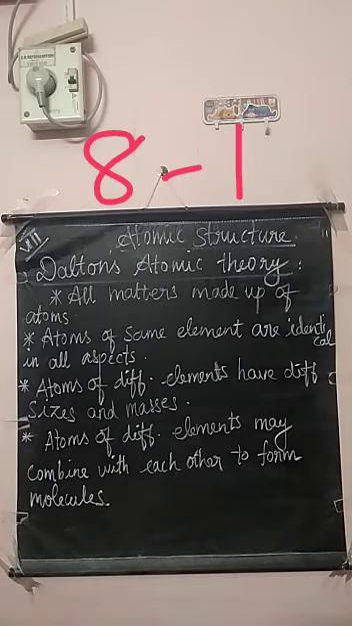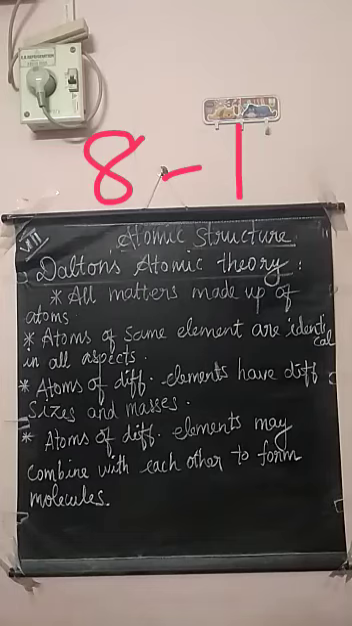Then the third one: atoms of different elements have different sizes. If you take hydrogen and aluminium, the hydrogen atom is different from the aluminium atom. All hydrogen atoms are the same in size and shape, but atoms of different elements differ. So atoms of different elements have different sizes and masses. That is the third point.